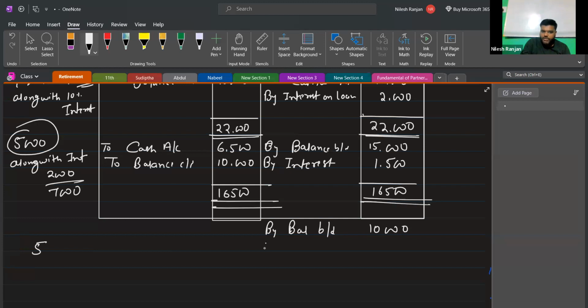Again, we have to charge interest. So interest amount will be 1,000. You have to calculate interest on opening balance. So 10,000 into 10%, 1,000. Now, can you tell me the installment amount here to cash account?